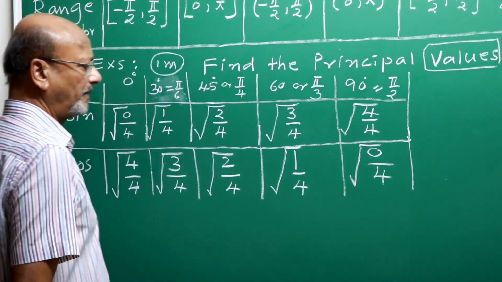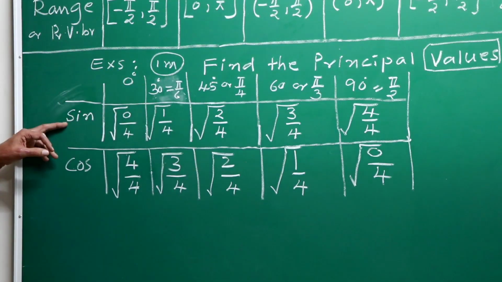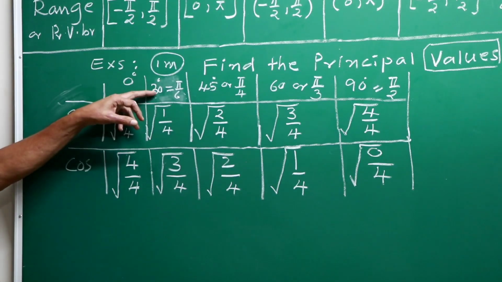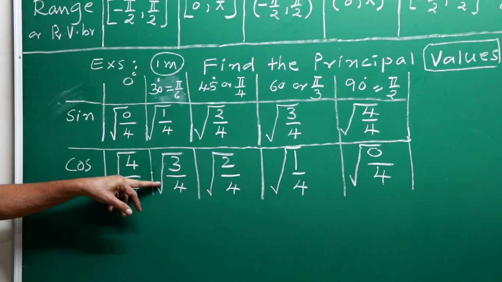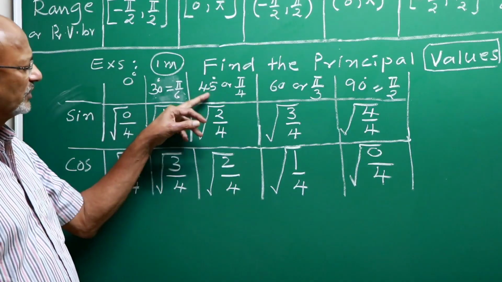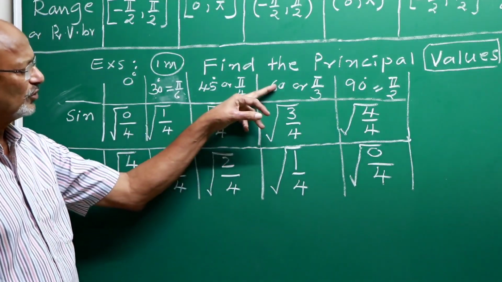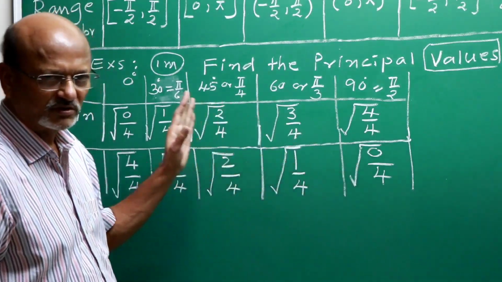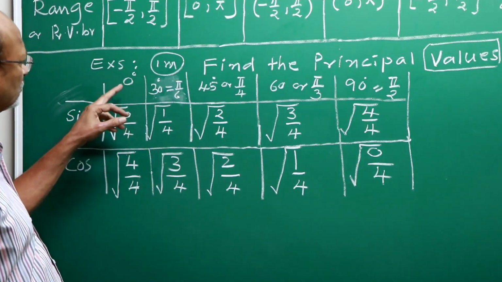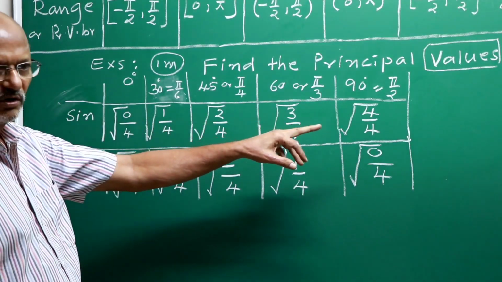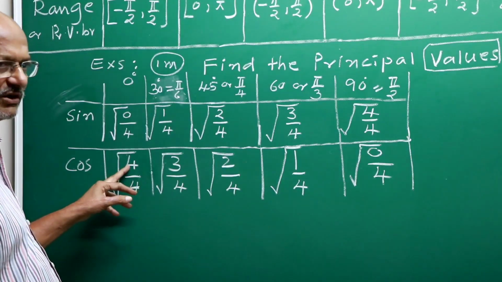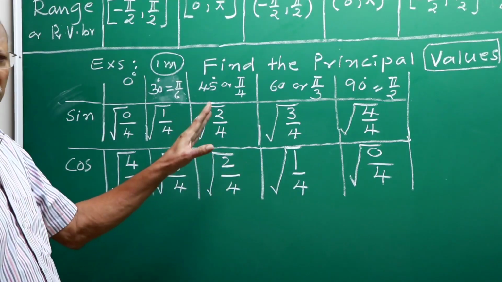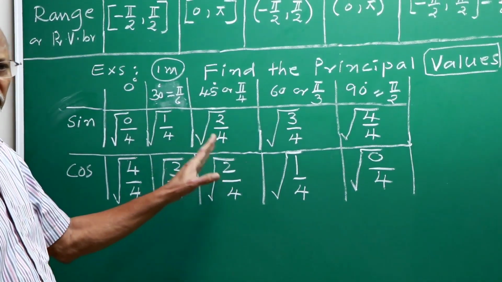See, what is cos 0? 1. Yes or no? Cos 30, root 3 by 2. What is cos 45? 1 by root 2. What is cos 60? 1 by 2. What is cos 90? 0. My friends, for sine, you start with 0 to 4, whereas for cos, you start with 4 to 0. The division is the same. Divide each number by 4. Later you take square roots.